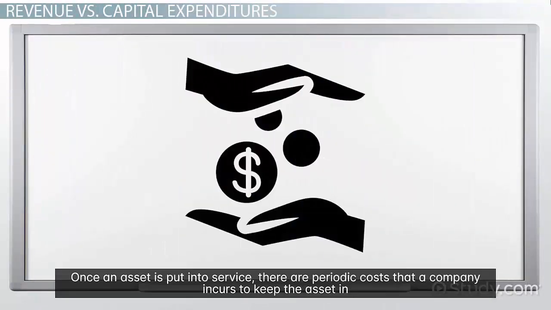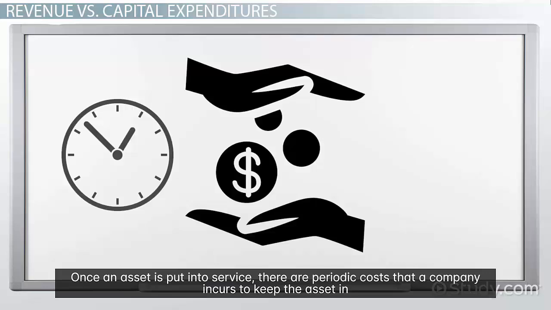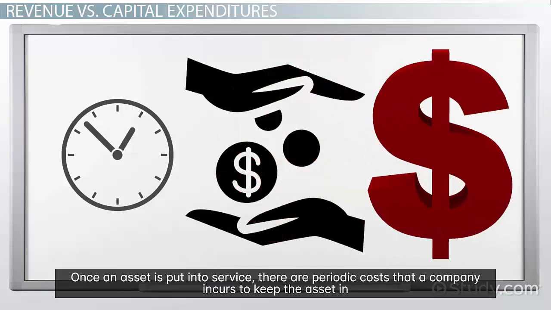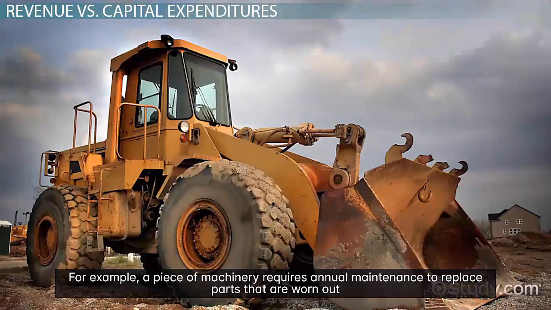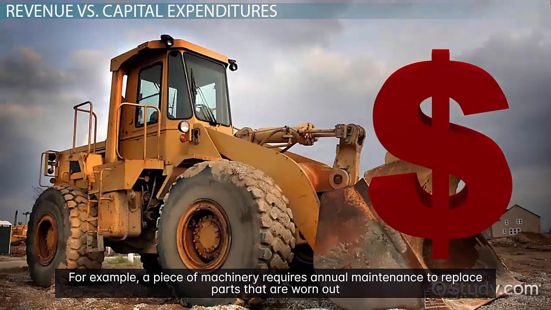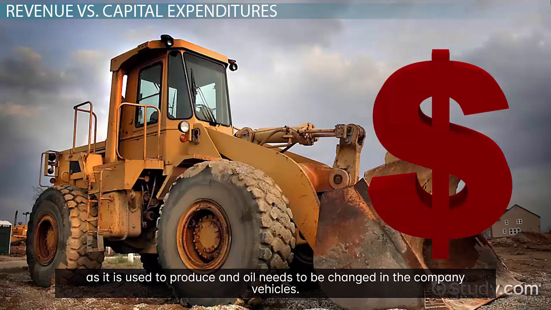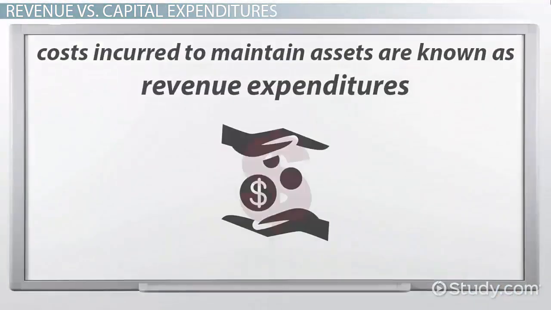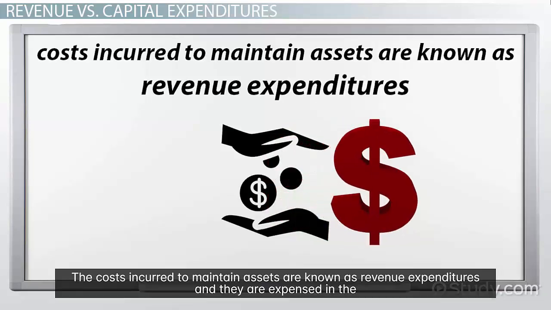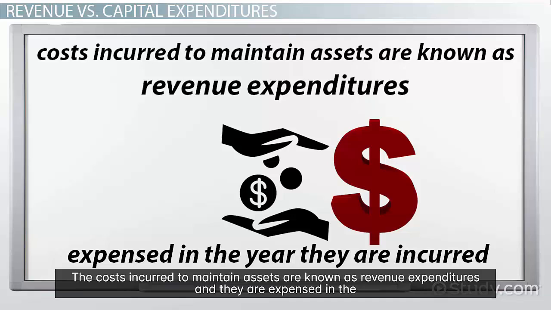Once an asset is put into service, there are periodic costs that a company incurs to keep the asset in good working order. For example, a piece of machinery requires annual maintenance to replace parts that are worn out as it is used to produce, and oil needs to be changed in the company vehicles. The costs incurred to maintain assets are known as revenue expenditures, and they are expensed in the year they are incurred.